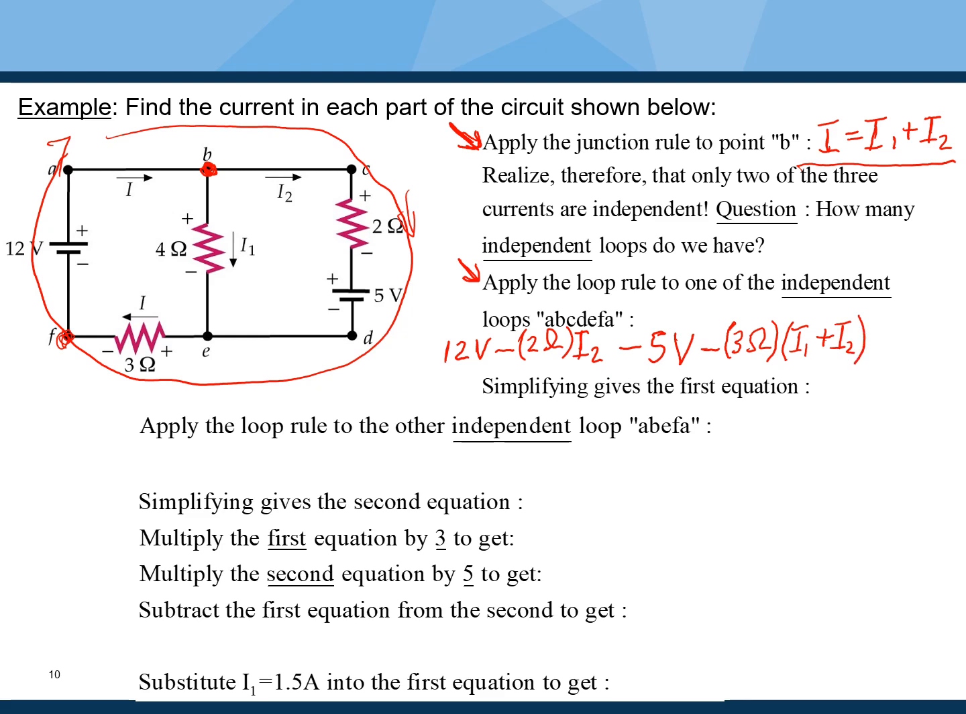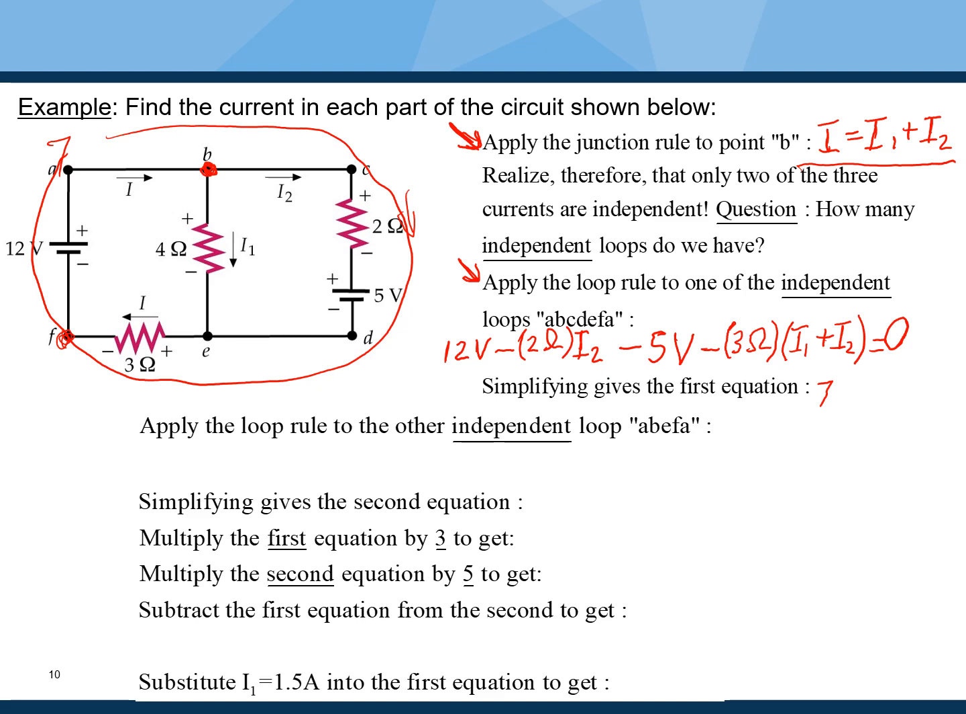Okay? And that brings us to the original starting point, which was F, and so we say that this is equal to 0. Okay? Now, this equation has to be simplified, so we actually see that we have 12 volts minus 5 volts, which is 7 volts. So we put 7. Then we have I1 and I2 in the circuit.